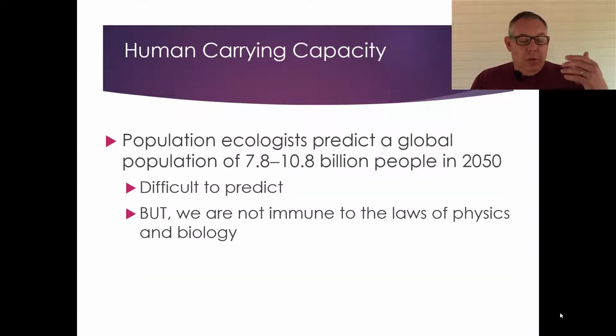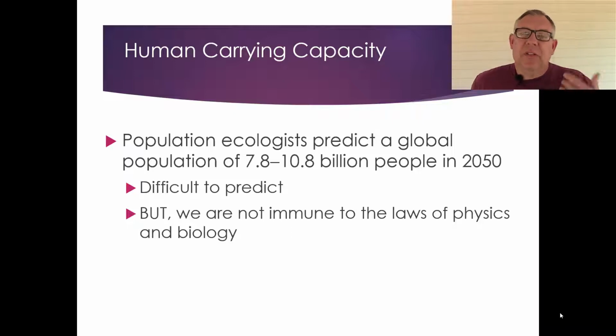And so this is actually an old slide, because this slide says, we predict a global population of 7.8 to 10.8 billion people by 2050. Well, it's 2020 and we're at 7.8, so that low end we've already hit, 30 years ahead of when it's predicted. But as we'll talk about here in a second, this is a hard thing to predict. It's a difficult thing to figure out what is the carrying capacity of humans.